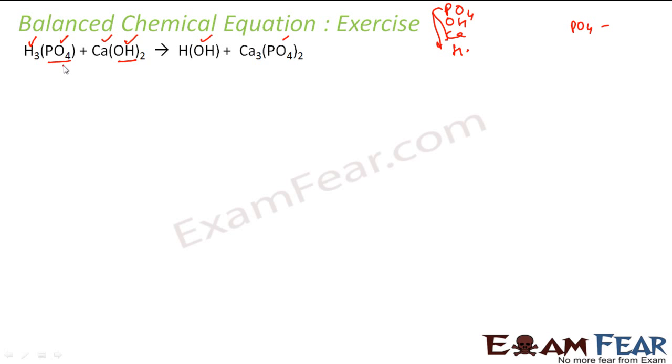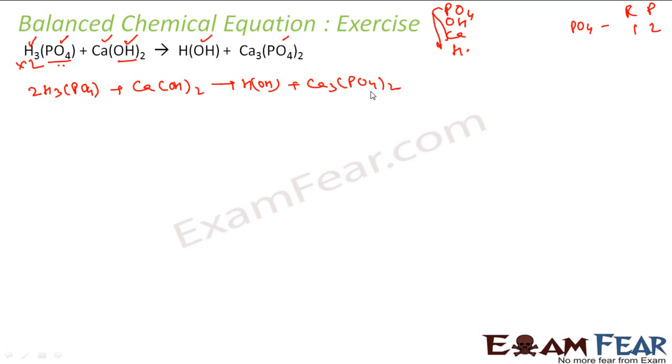So we'll take PO4. It has only one here, it has 2 there. Correct, this reactant, this product. This guy is 1, this guy is 2. So let's multiply this guy with 2. You get 2 PO4 both sides. So what you get is 2H3PO4 plus calcium hydroxide give HOH plus Ca3PO4 2.